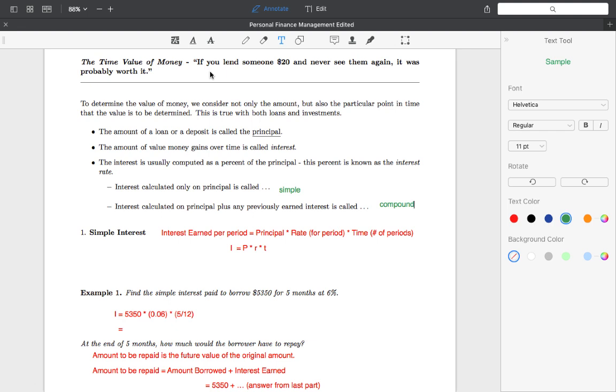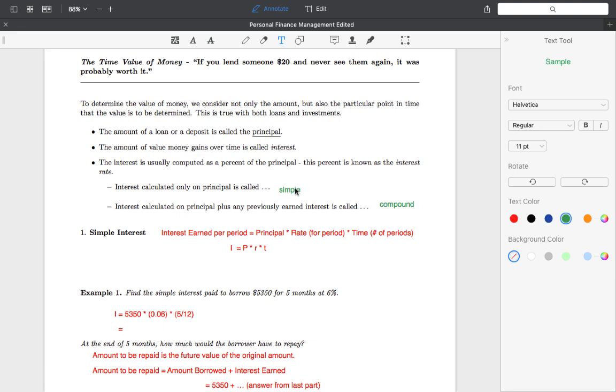All right, but we are looking at determining the value of money, in which we consider not only the amount, but also at what point in time we are determining its value. This is true in loans and investments, etc. So the initial amount of a loan or a deposit is what we call the principal. The amount of value money gains over time is what we call interest or interest earned. And this interest is usually computed as a percent of the principal. In other words, an interest rate, a certain percent of whatever the principal was.